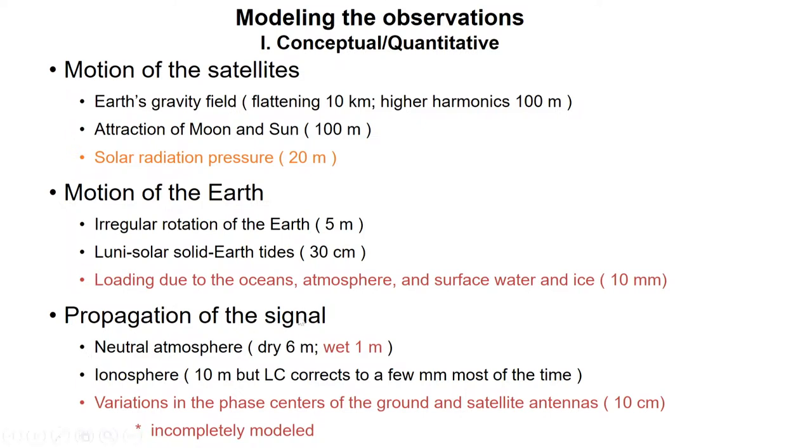Then propagation of the signal. The neutral atmosphere and ionosphere can be modeled because we have accurate data, but the variation in the phase center of the ground and the satellite antenna is not completely modeled.